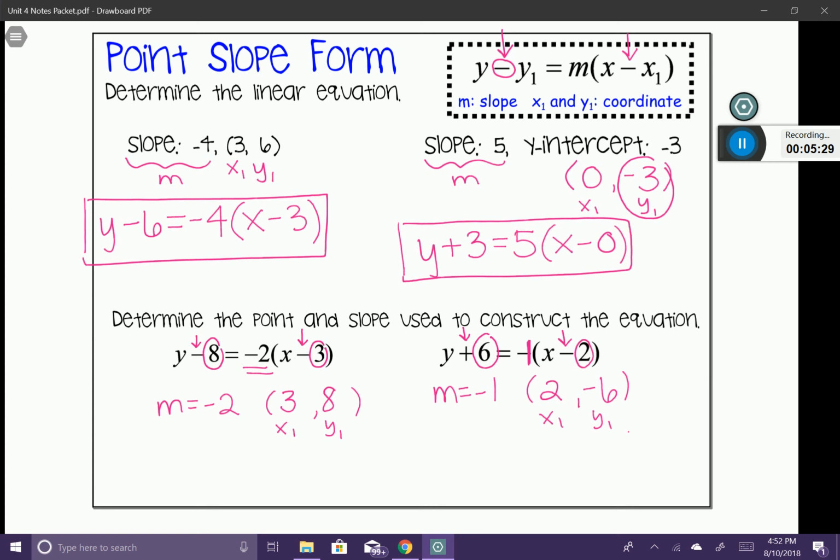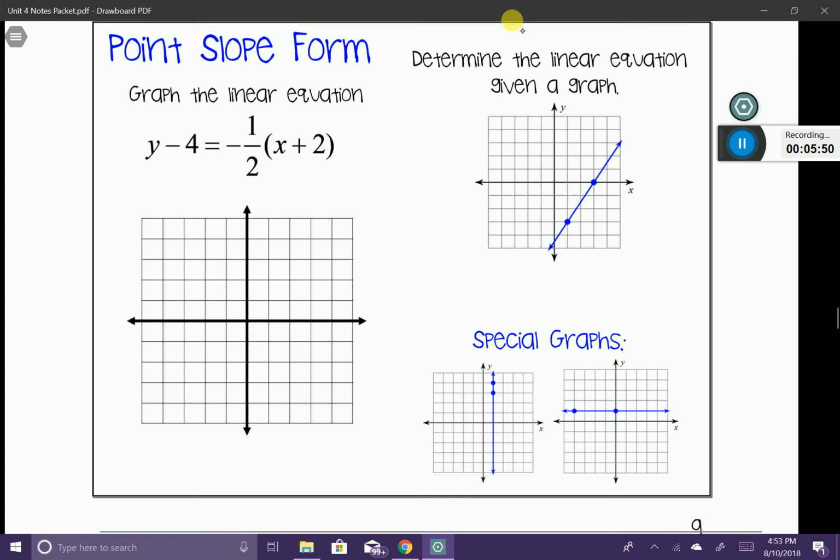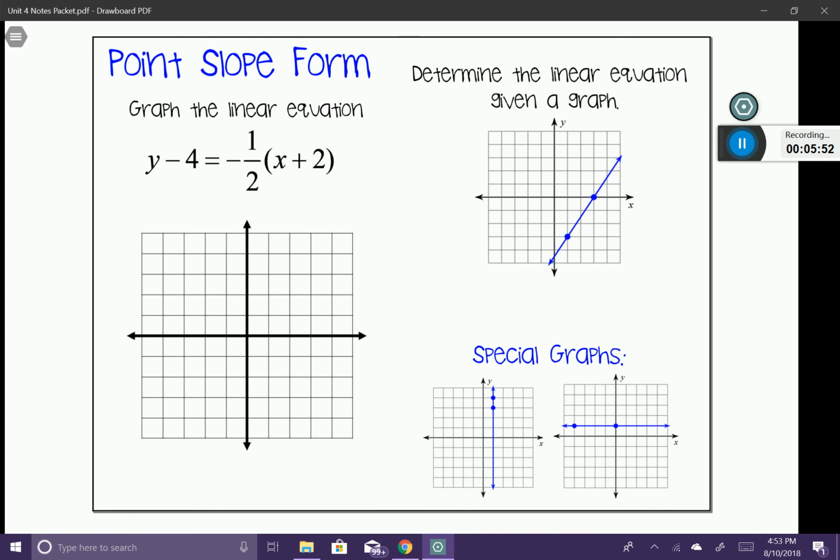Okay, now just kind of reviewing the basics here of point-slope form. The idea of this type of linear equation and why we have this form is basically saying that if you have a point on a line and you have a slope, then you have an equation. So this is the specific equation that we use when given that specific information. So let's go ahead and look at how to graph an equation in point-slope form.